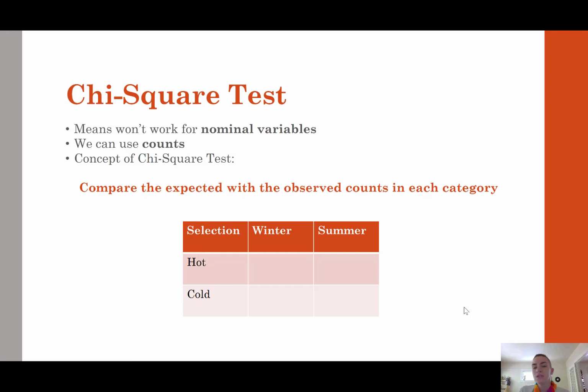And to do this, we're going to set up what we call a contingency table. And that looks similar to what you have in front of you on the screen. Specifically, this is a 2 by 2 contingency table. That's because both of my variables have 2 levels. So 2 levels for the season and 2 levels for the coffee order. So this is a 2 by 2 contingency table.